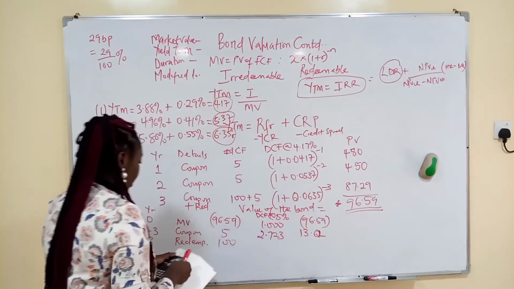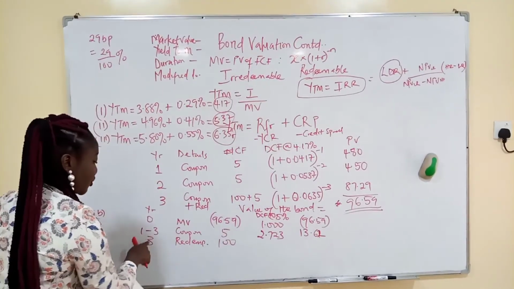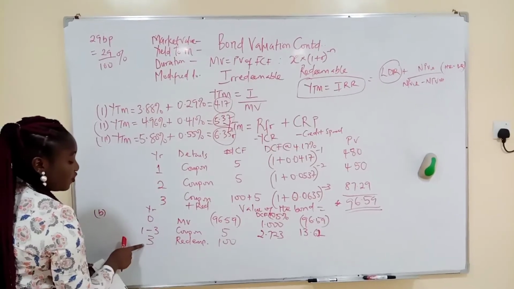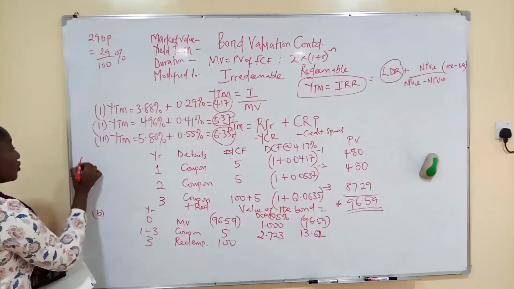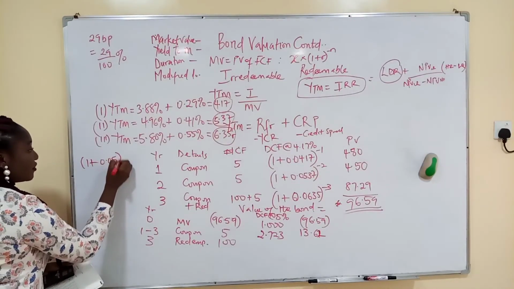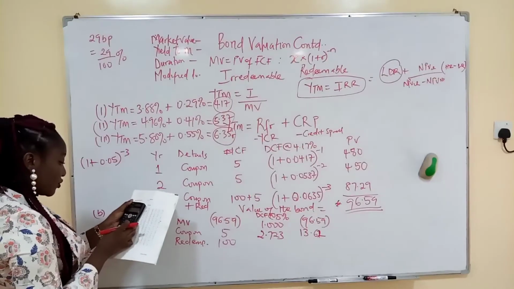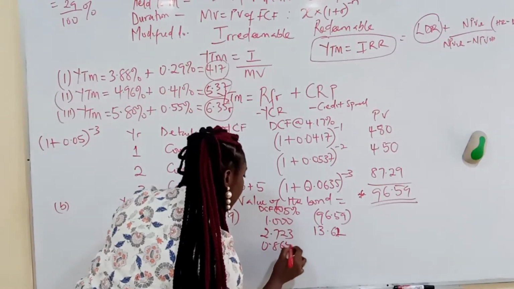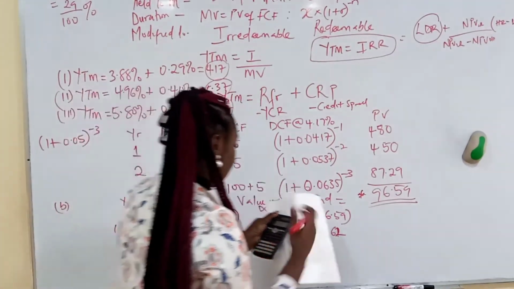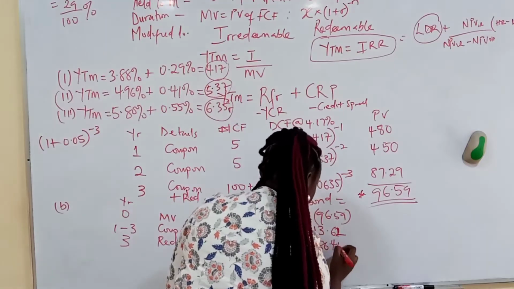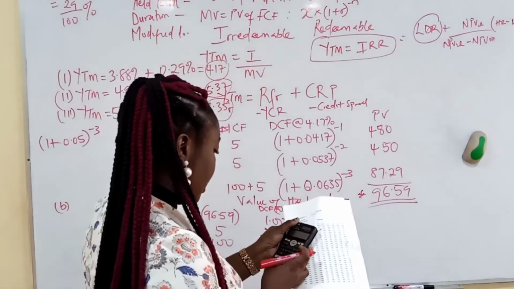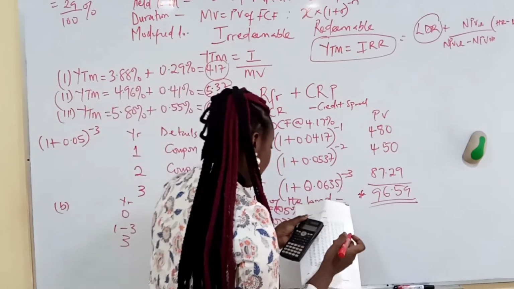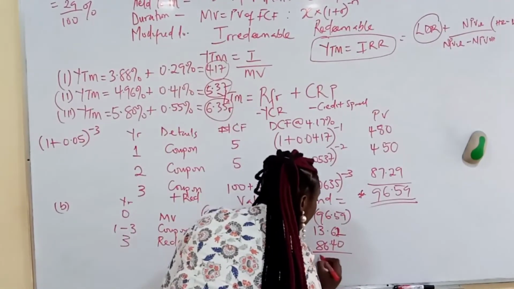So this 100 naira now, you discount. You can't use annuity for this one because it's just a single year. It's not a cumulative cash flow. It's just a single cash flow in a single year. So 1 plus R, 0.05, raised to power minus 3. So 1.05 raised to power minus 3. That gives us 0.864. 0.864 times 100 is 86.40. Plus 13.62 minus 96.59. That gives us 3.41. Okay, 3.41.